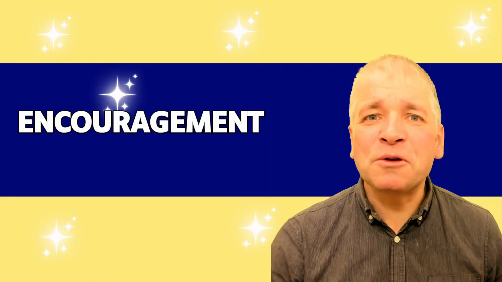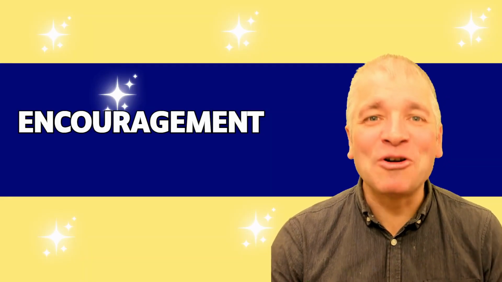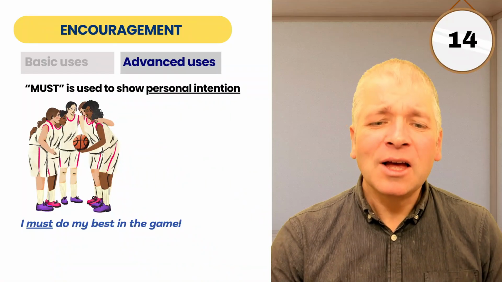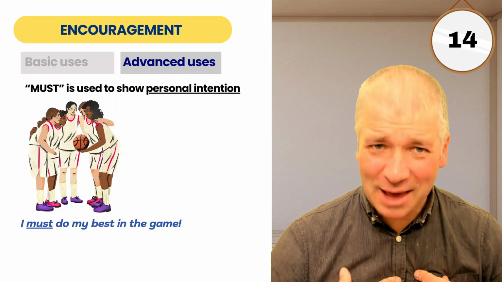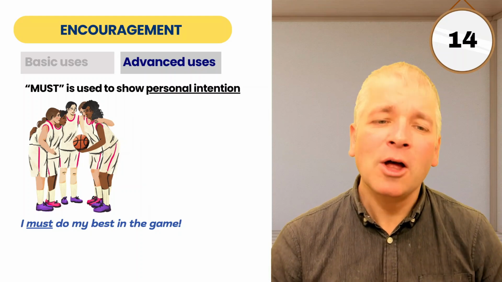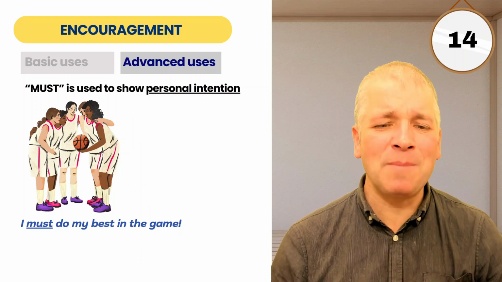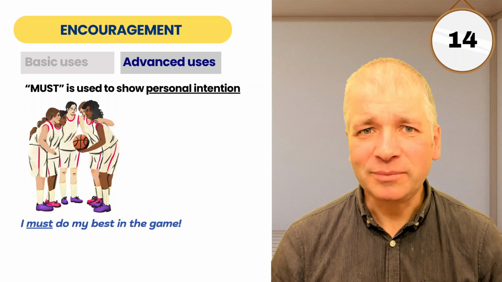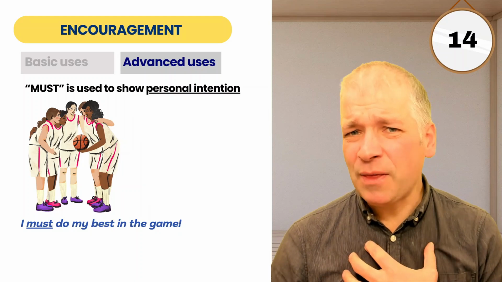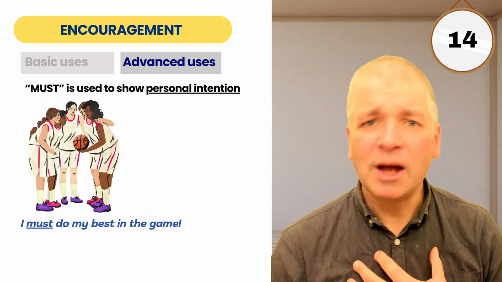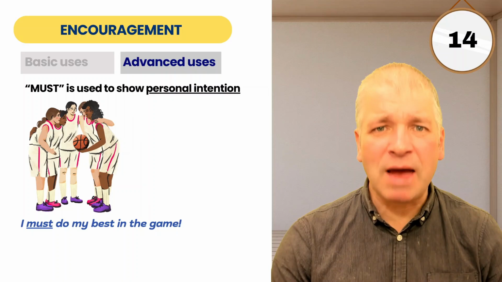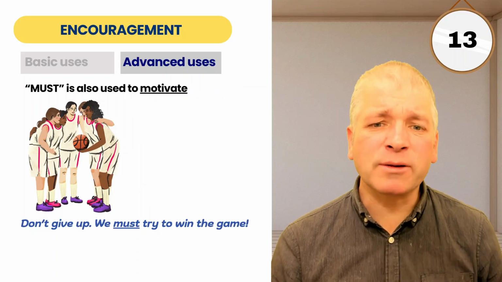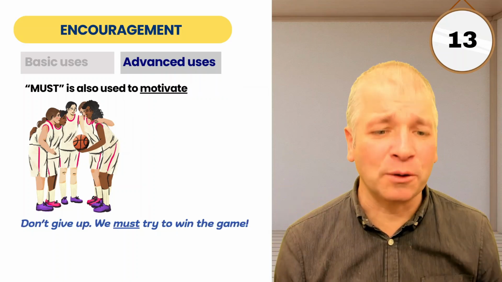Must could also be used for different forms of encouragement. Firstly, to show personal intention. Here, you're encouraging yourself. Look at the basketball team. One of them says, "I must do my best in the game." By saying "I must", they're not really putting a rule on themselves. They're just encouraging themselves. They're motivating themselves. This is their intention.